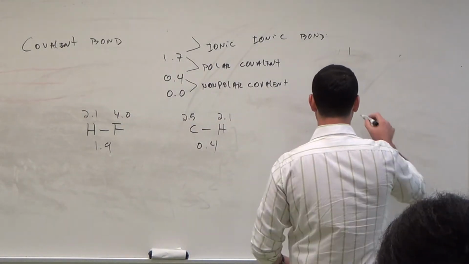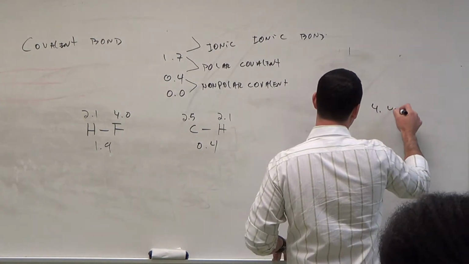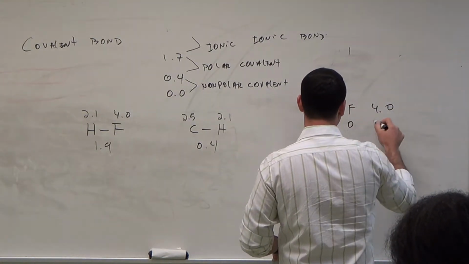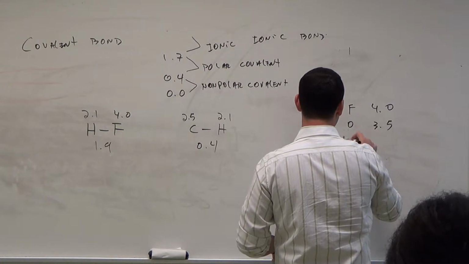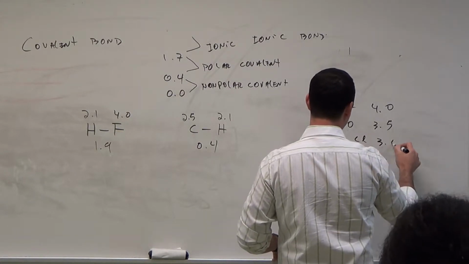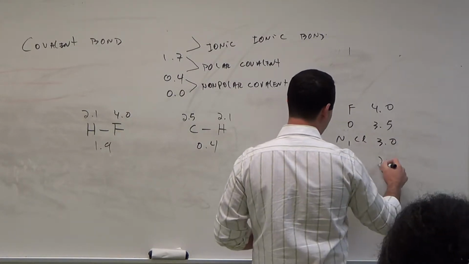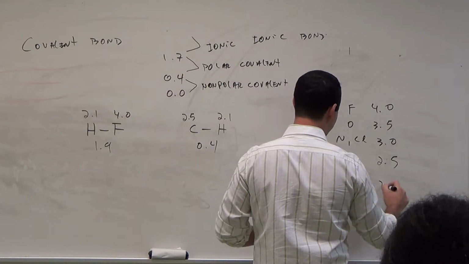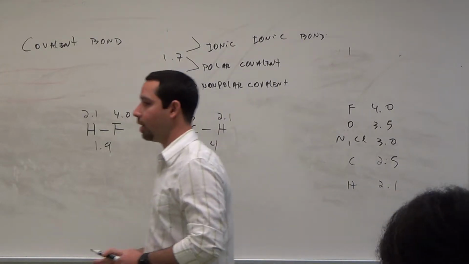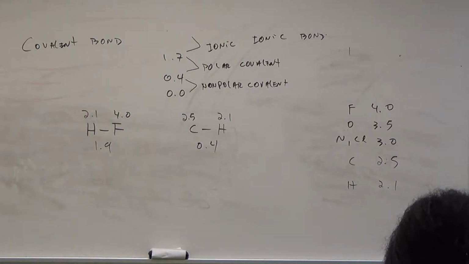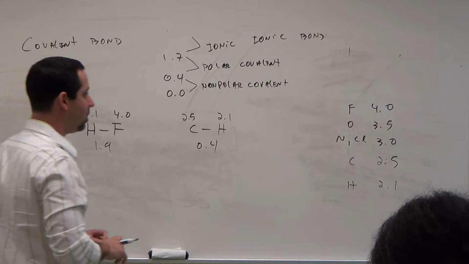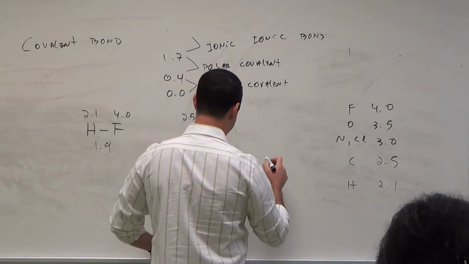What you have to know is that fluorine is 4.0, oxygen 3.5, nitrogen and chlorine go together with a 3.0, then carbon 2.5, and then hydrogen 2.1. Okay? I don't know if you noticed that they are decreasing by 0.1, yes? Except from carbon to hydrogen. Those are the most important ones to know.